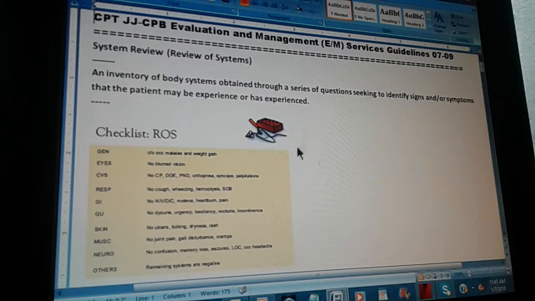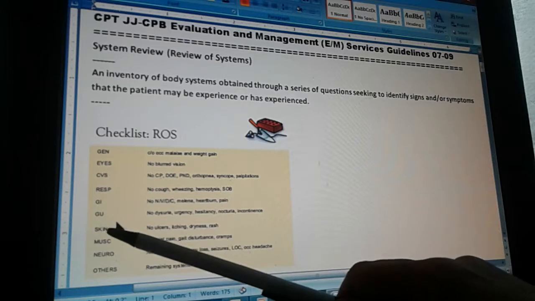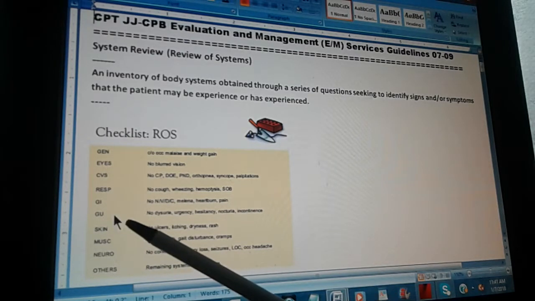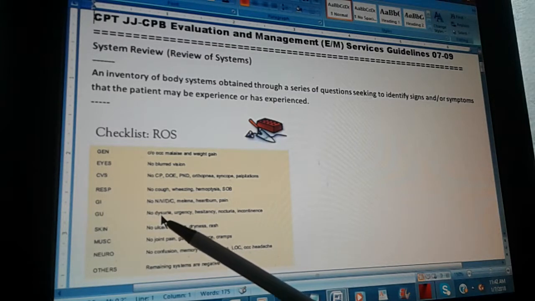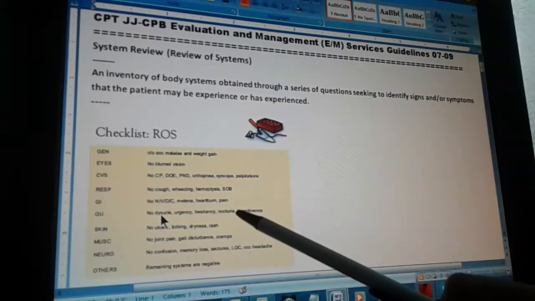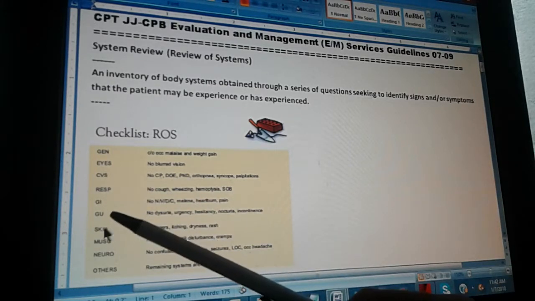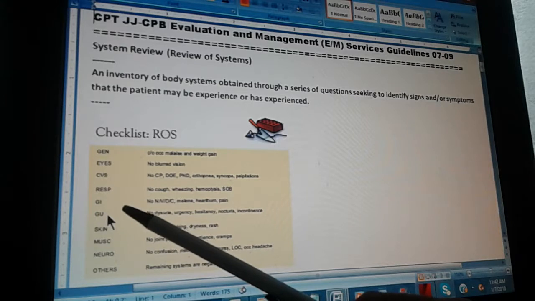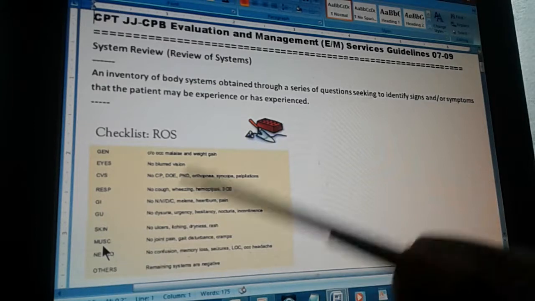Right. We're going to analyze the situation by just asking questions about the body systems. Let's give a couple of examples of body systems. One that is very popular is the GU system, the genitourinary system. The questions you could ask are about dysuria, urgency, hesitancy. This is all for the urine. Nocturia, urinating at night. Incontinence, that you can't hold it. This is for the genitourinary system. And there are other systems: the skin or integumentary, the muscular, the neuro, and others.